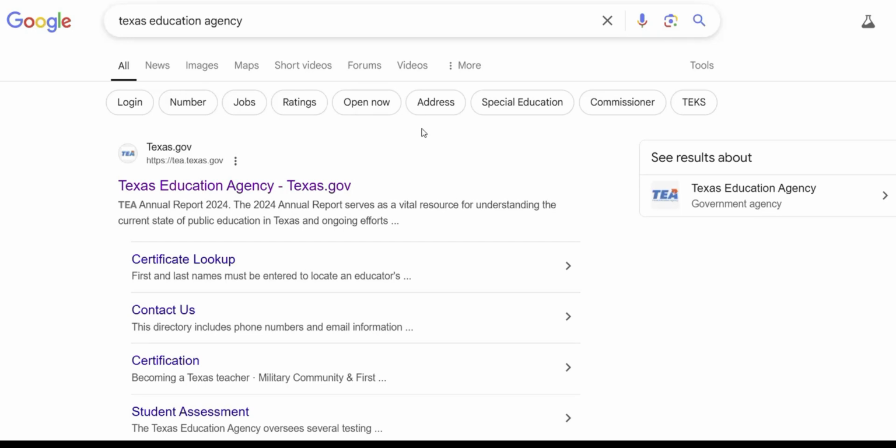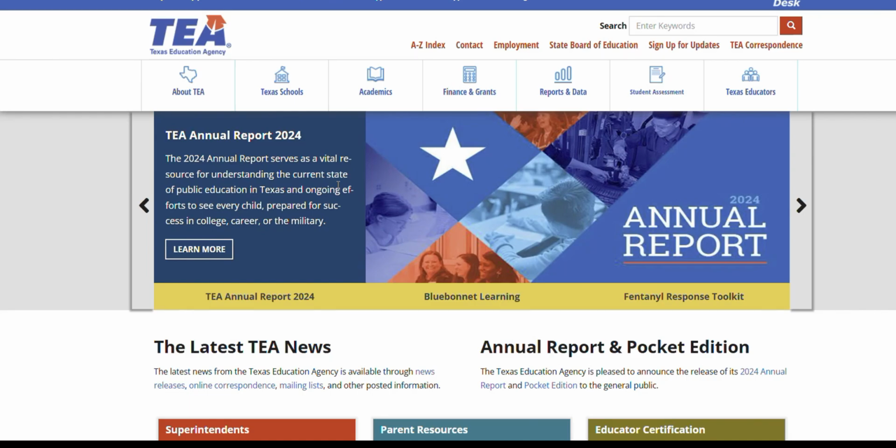We're going to search for the Texas Education Agency on Google. Once we're on the Texas Education Agency website, we'll search for STAAR Release Test Questions.